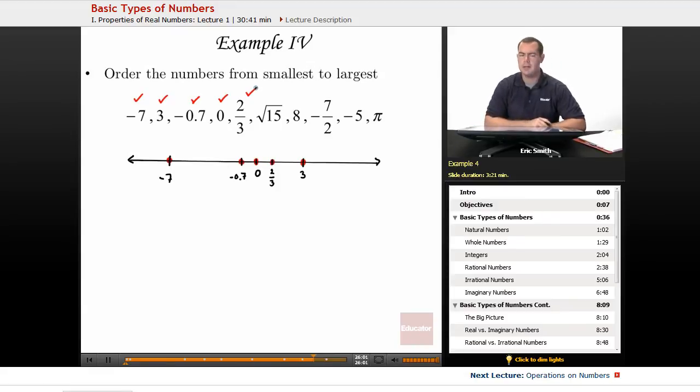All right, on to something a little bit trickier, the square root of 15. Well, I know that that is less than 4, since the square root of 16 would be 4. It is greater than 3, since the square root of 9 would be 3. So I'm going to put this one larger than 3, square root of 15.